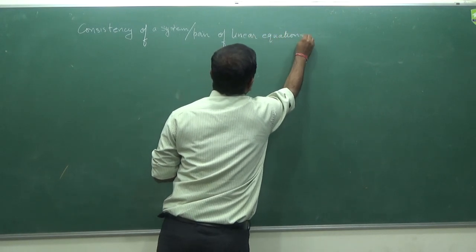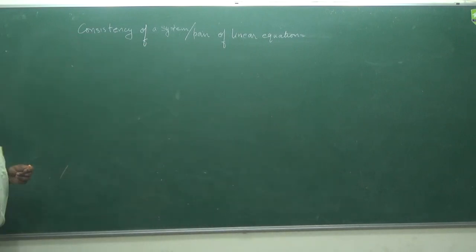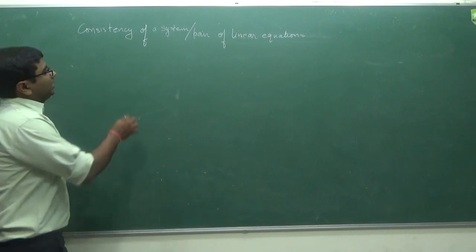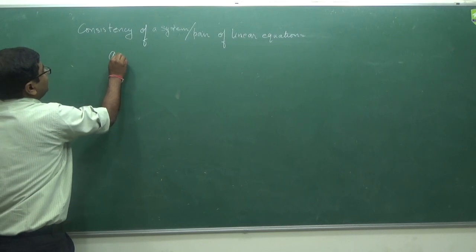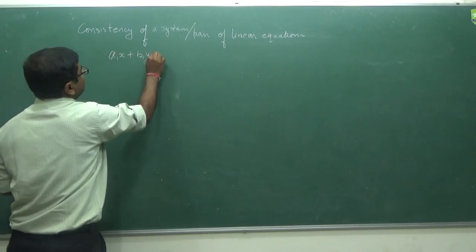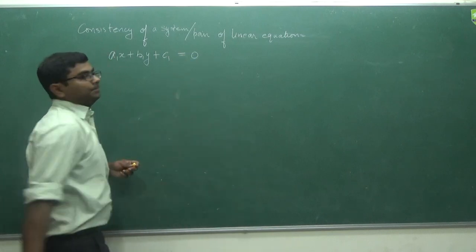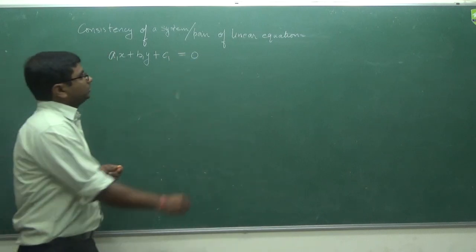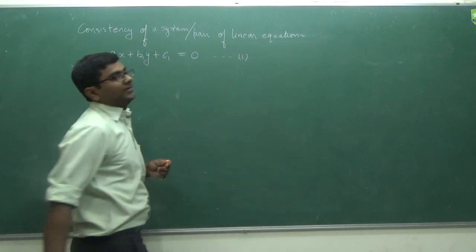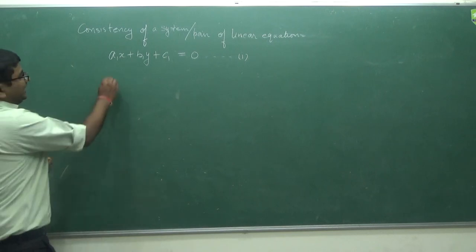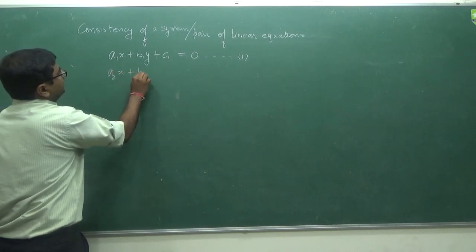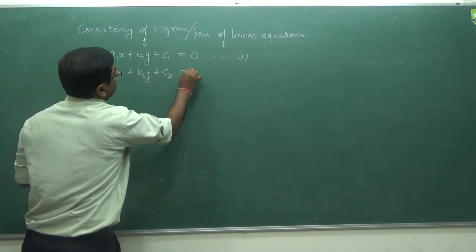Now, how do we actually find out? What is the general expression for a linear equation in two variables? This is how I am now defining. First of all, what is a pair of linear equations? Let's say a1x plus b1y plus c1 equals zero. This is equation number one, the general form of a linear equation in two variables, where a1, b1, c1 are all real numbers, as you already know. Now the second is a2x plus b2y plus c2 equals 0. This is equation number two.